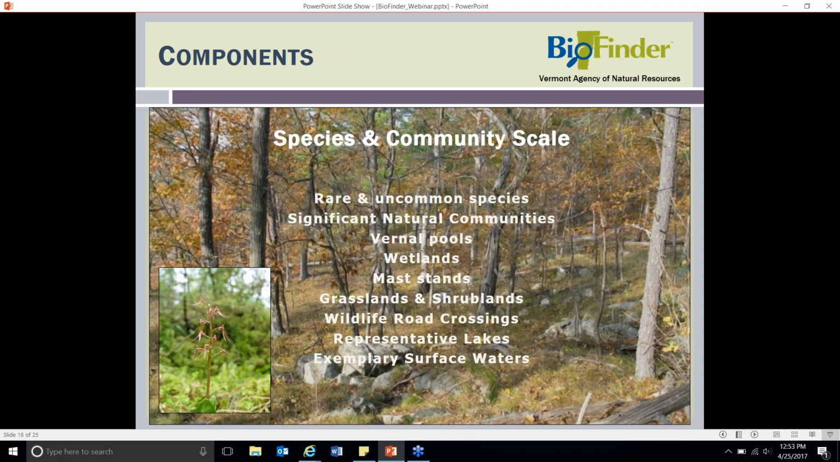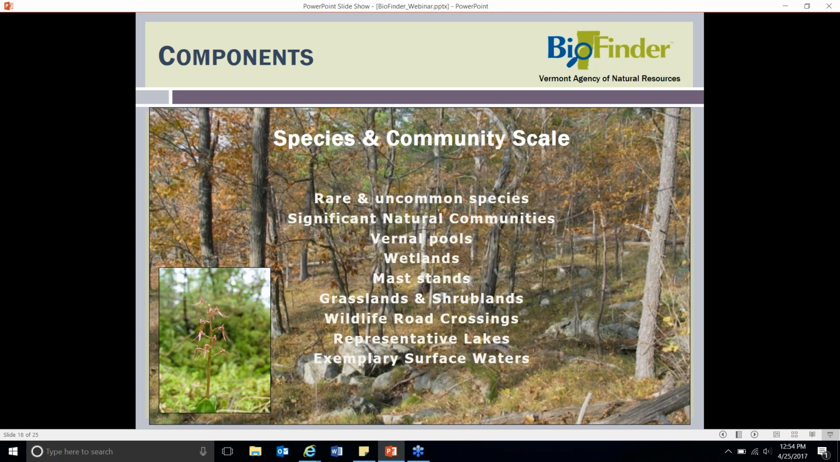This is more the scale that you would see on a hike through your woods. This is where we can look at rare and uncommon species, significant natural communities, those groups of plants and animals that tend to live together when environmental conditions align. This is where we can look at vernal pools and wetlands, mast stands, which are groups of trees that are heavy in beech and oak, and those nut-rich species that many wildlife go to for food sources. Grasslands and shrublands, places where wildlife tend to cross roads.